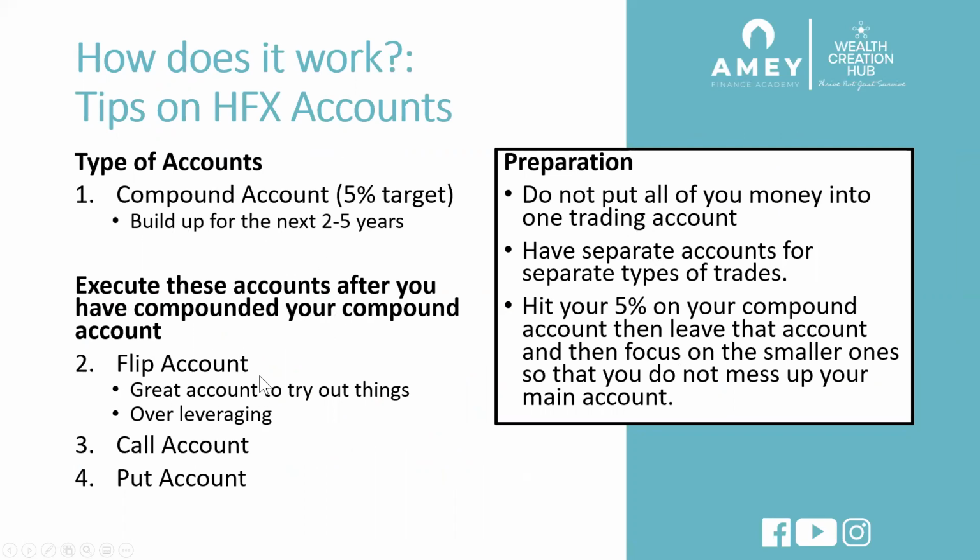So we can say you have a flip account, where you're going to try out new things, over leverage, but also have a call account to take on your call trades, or a put account. But you won't execute these until you've completed your target for the day. So always hit your target, 5% compound target, and then leave that account and focus on some smaller ones that you can build up as well. Like I always say, have separate accounts and build them up.